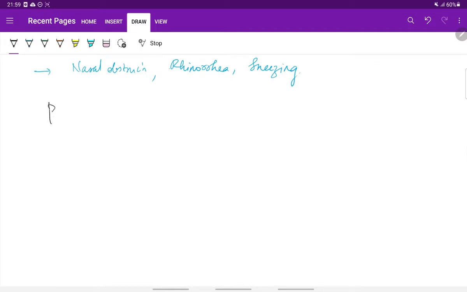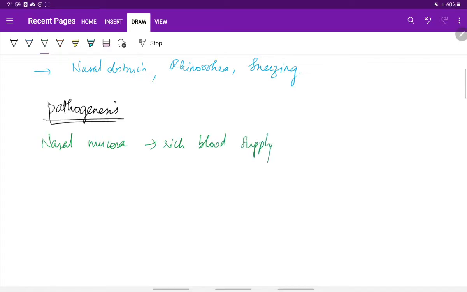Coming to the pathogenesis of vasomotor rhinitis, as we all know, the nasal mucosa has rich blood supply. Both sympathetic and parasympathetic supply is present. The sympathetic supply causes vasoconstriction and shrinkage of mucosa, whereas the parasympathetic causes vasodilation and engorgement of the sinusoids.